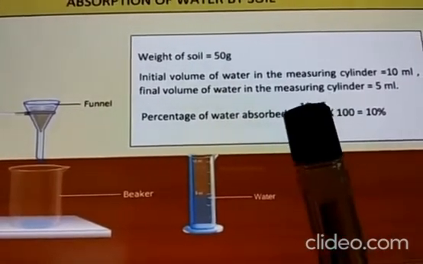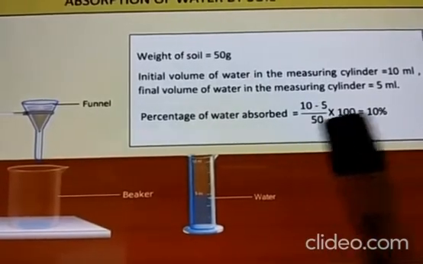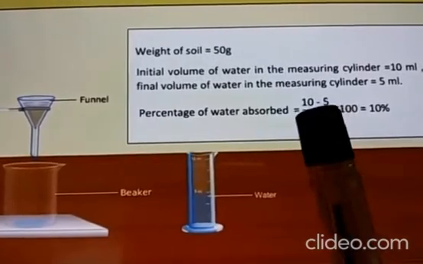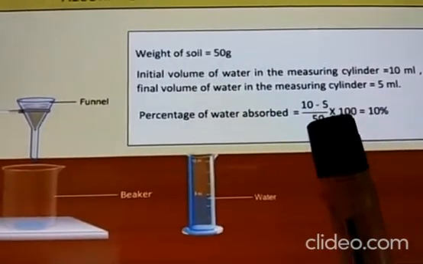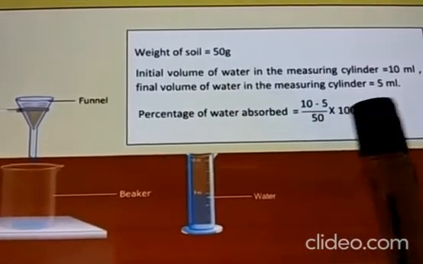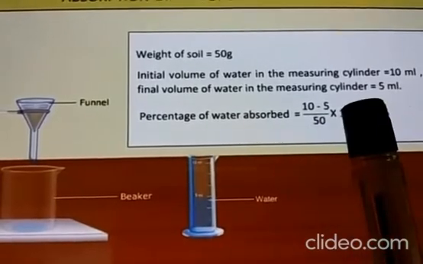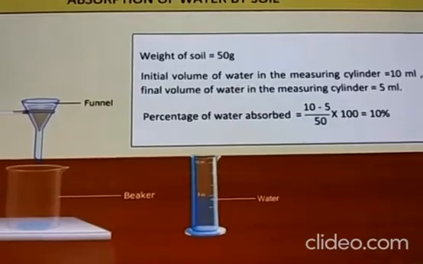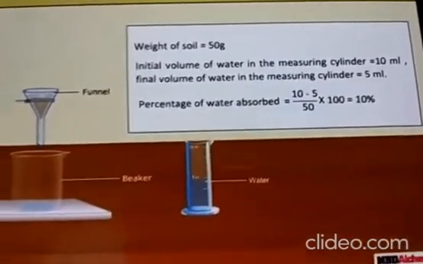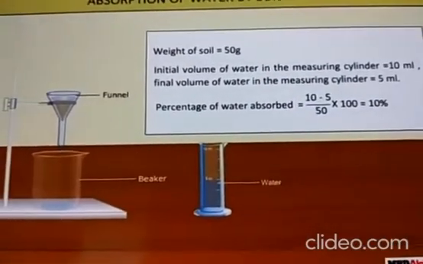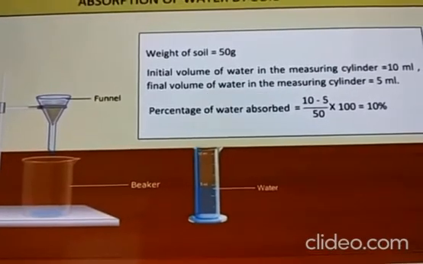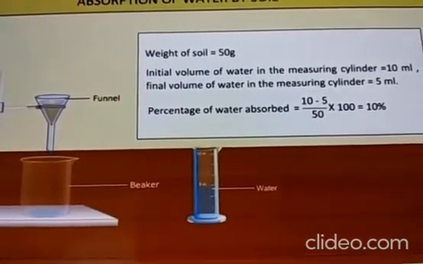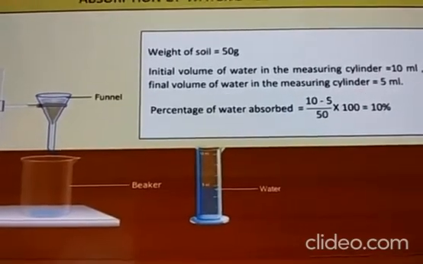Okay, (U minus V) by U into 100. That is what we will get as the answer. 10 minus 5 is 5. 5 by 50 means this 50 goes two times, 51, 52. So 5 twos are 10%. Clear? So 10% of absorption, that is the absorption of water by soil is 10%. Like this we will calculate the soil absorption.